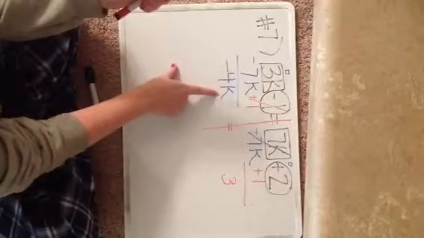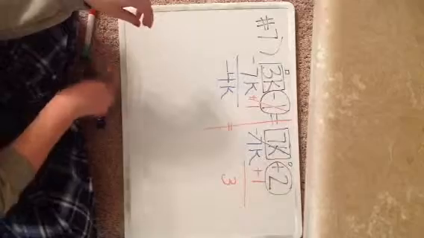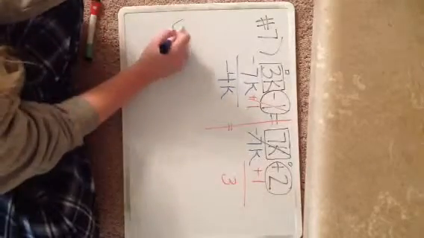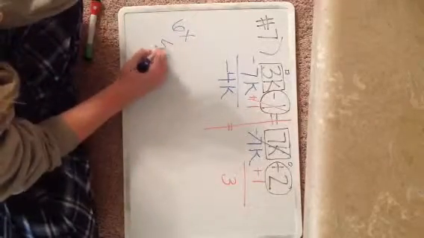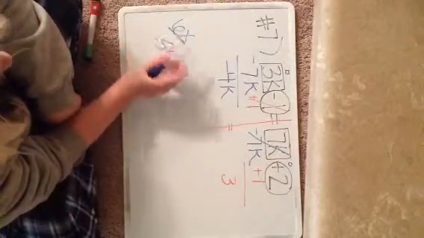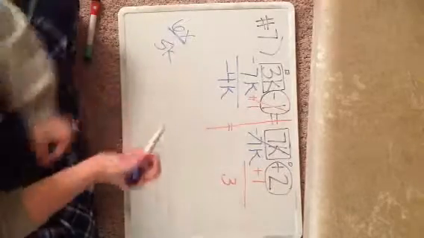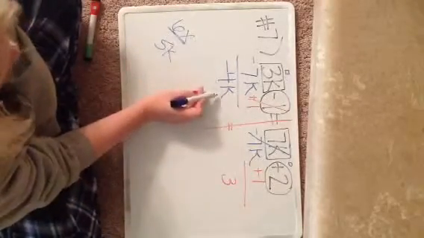If we need to get k by itself, and we have a negative 4k, no matter what it is, it could be 6x, it could be 5k, whatever it is, this is always going to mean multiplication. If there's a number right beside a variable, it means multiplication. So we need to make sure we're doing the opposite to get k by itself.